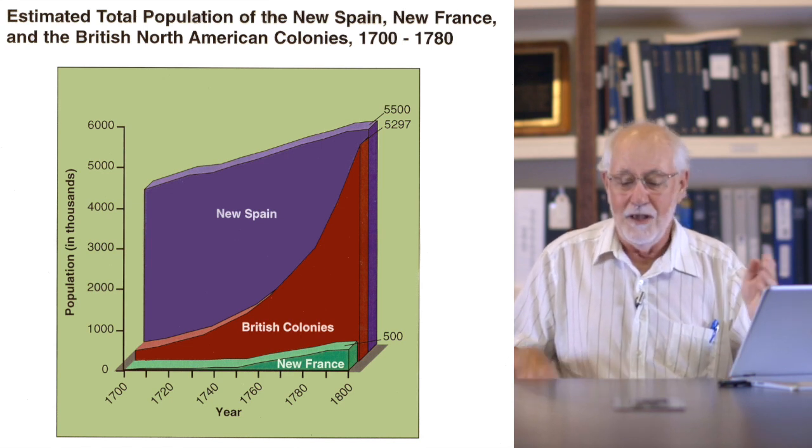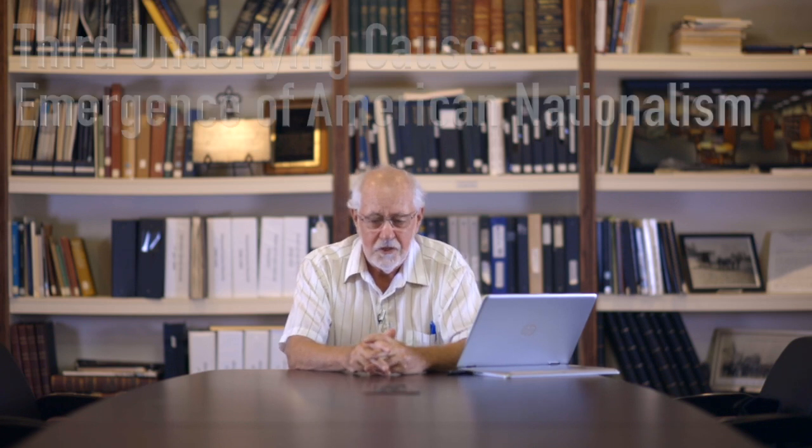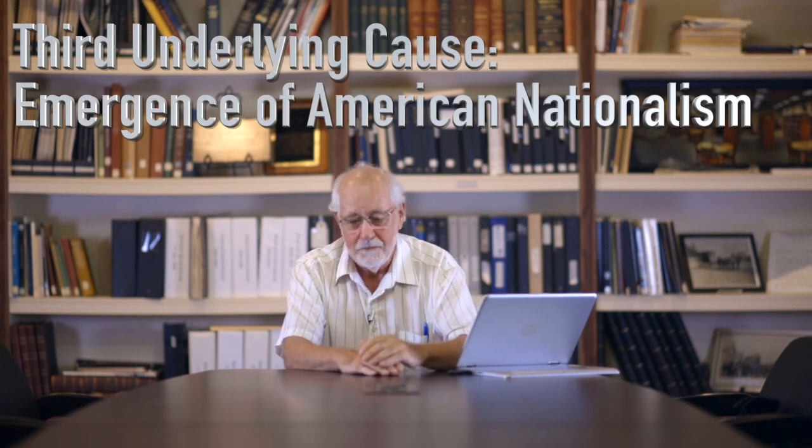I mean, there are historians who are demographic determinists, right? What's the most important category of events in history? Demography, population, birth rate, migration, who lives where, how many. This is a demographic revolution in the British colonies. That's the cause of the American Revolution. So let's move on. The third, in my opinion, profound underlying cause of the American Revolution is the emergence of American nationalism.